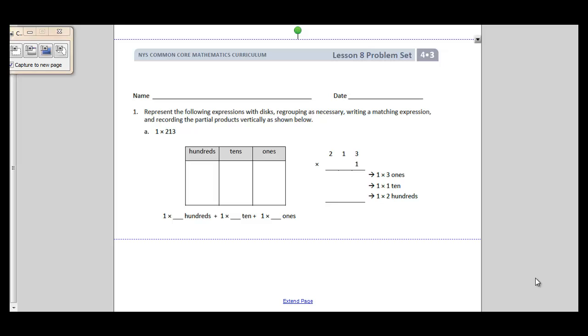So on the first part of this problem set, we're going to be working on these problems just like we did yesterday. And on the back, we're going to transition to the new way that I just showed you in your journal. First of all, we're going to do 1 times 213. This is going to be pretty easy, right?